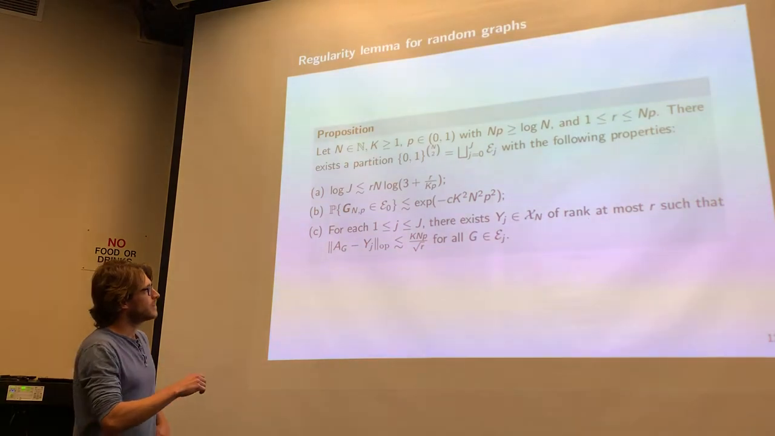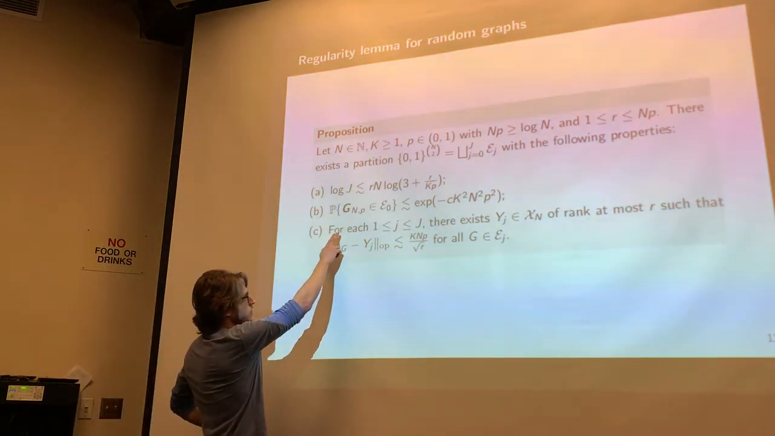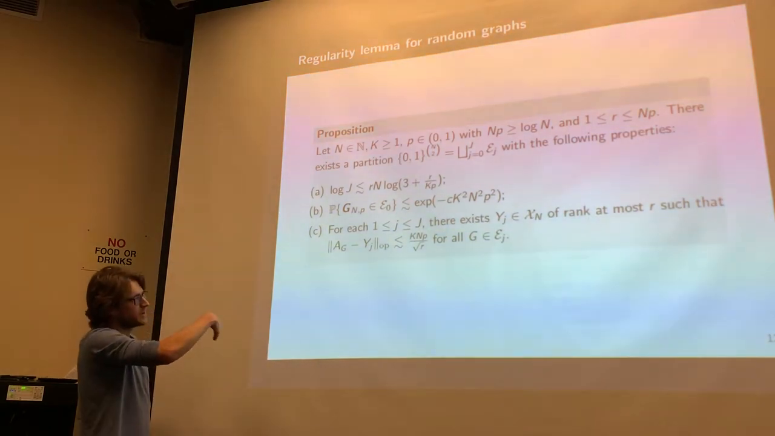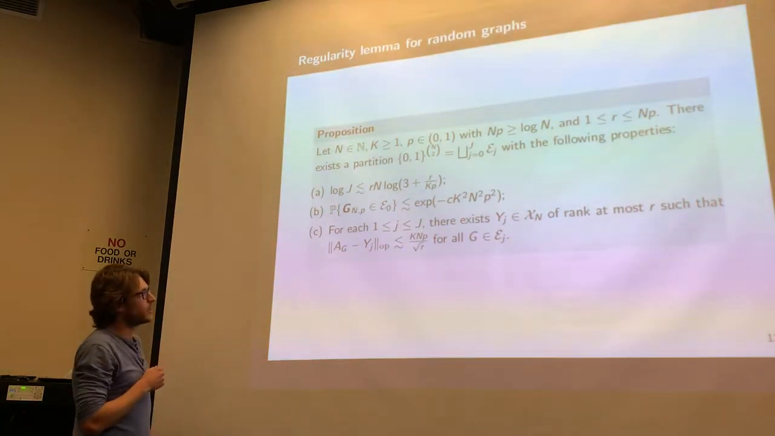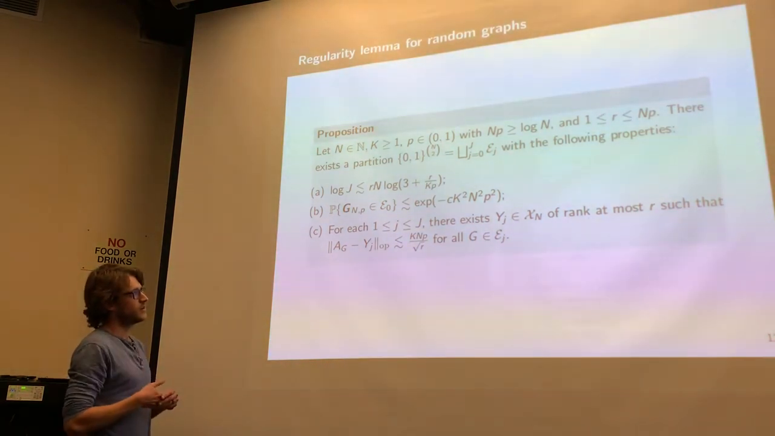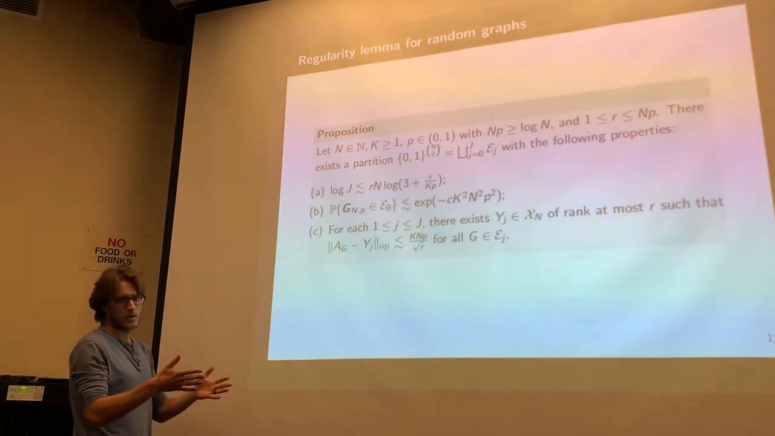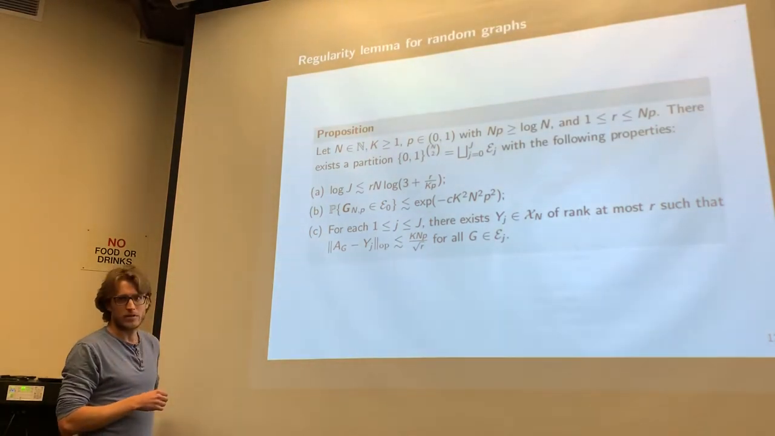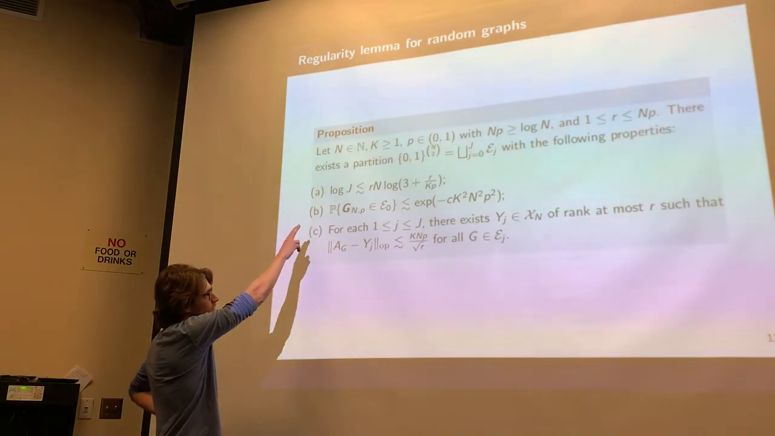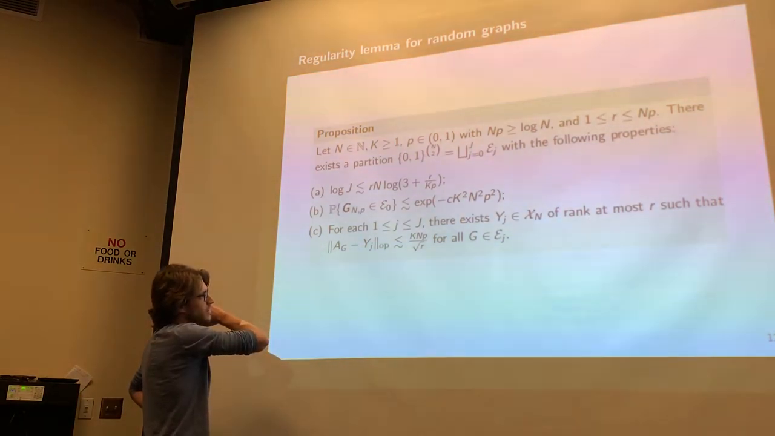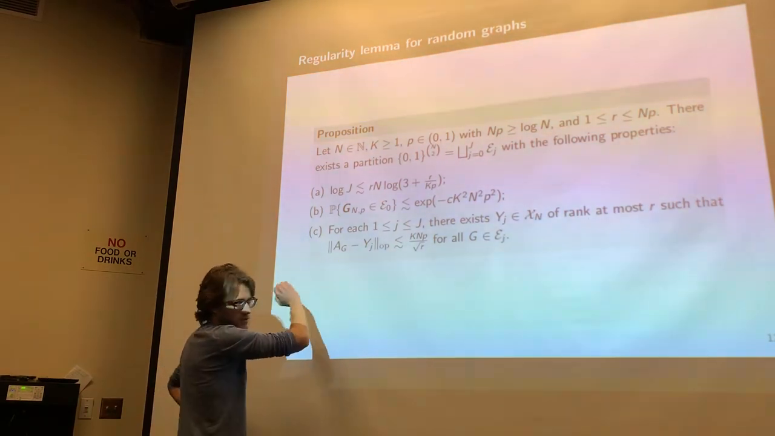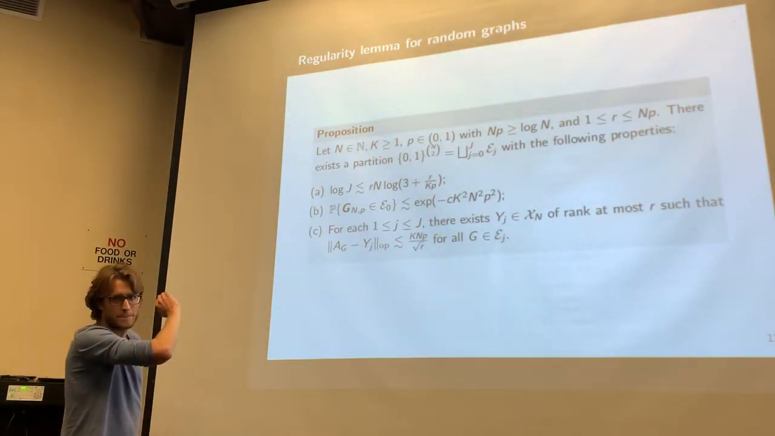And so what we say is that you can cut out a small event, so that's part B here. So after cutting out a small event, this is our wiggle room, then you can partition your space of all adjacency matrices into neighborhoods of low rank matrices. So there's relatively few of them, so that's part A. And then part C says you get a nice approximation if we use the spectral norm rather than the cut norm.